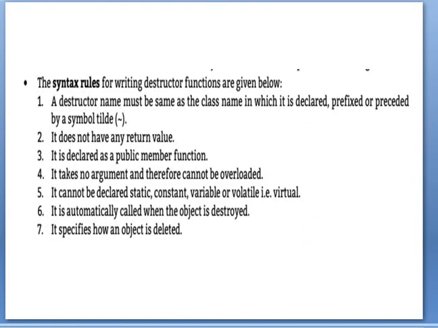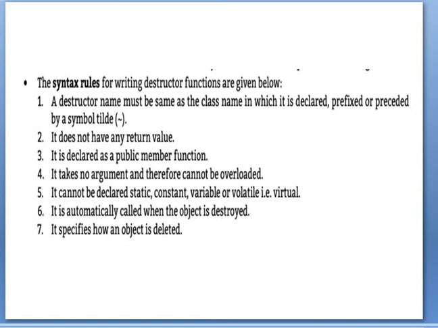Now we will see the syntax rules for writing destructor functions. First, a destructor name must be the same as the class name in which it is declared, prefixed or preceded by the symbol tilde. So the destructor name is the same as the class name, we just have to use the tilde before the class name. It does not have any return value. Just like a constructor, it does not require a return value. It is declared as a public member function. We have to declare the destructor in the public section.